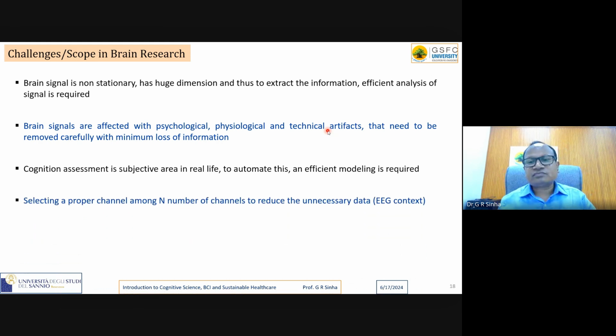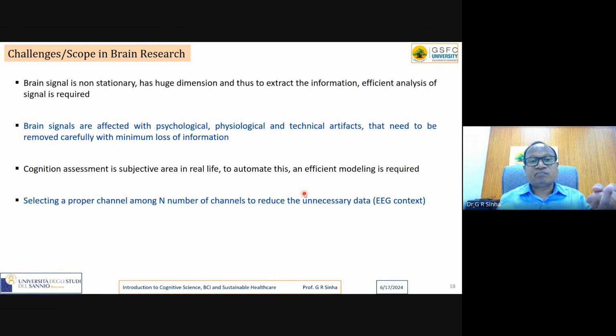And I have not yet explained the EEG device. When you use an EEG device, you have a number of channels. So how many channels? Which is the proper channel to use? And to reduce unnecessary data, how much data is needed? Because you get so much data from different parts of your brain. Which part is more responsible? Which part is more appropriate for this particular application?